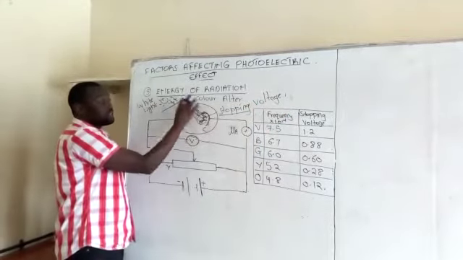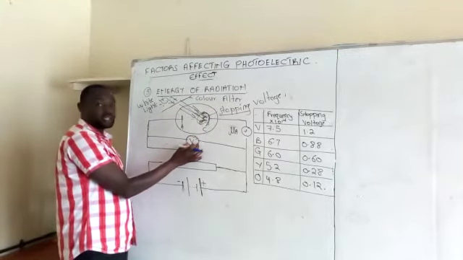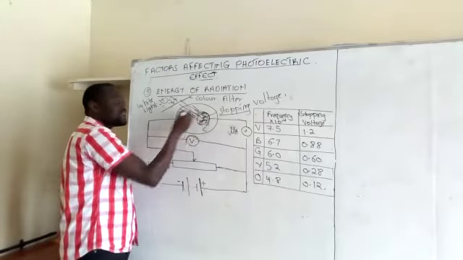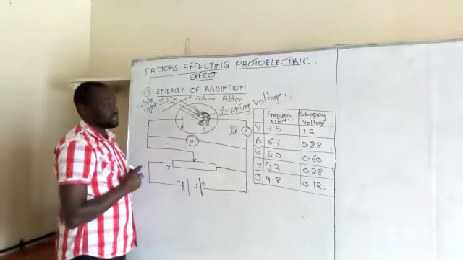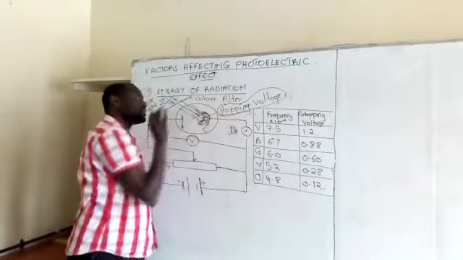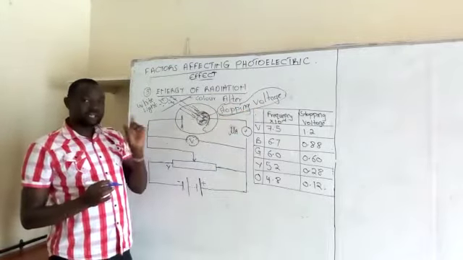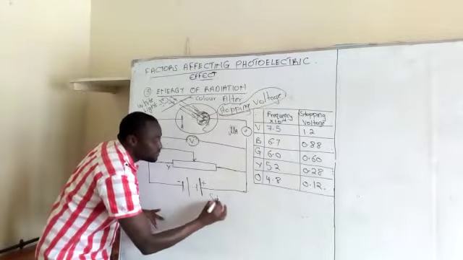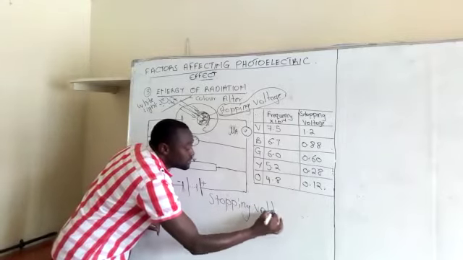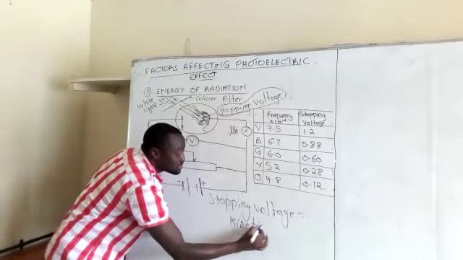So for every frequency of a radiation, we'll be determining what voltage will be used to absorb back all the kinetic energy that has been given to the electrons. And in simple terms, for every frequency, we determine the stopping voltage. Of importance here is to note that this stopping voltage is absorbing the kinetic energy of the electrons.